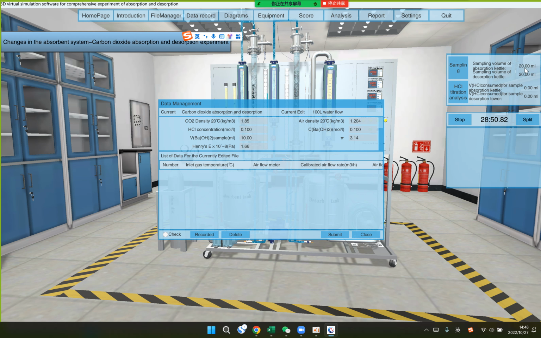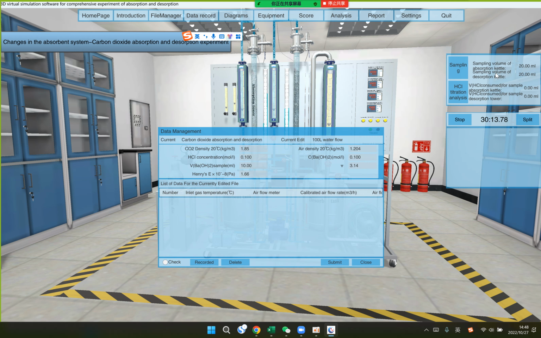About 20 microliter samples are obtained from the absorption kettle and the desorption kettle. We can also use the HCl titration analysis to find how much HCl is consumed for the sample absorption in the titration.